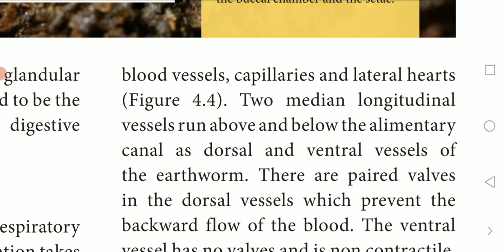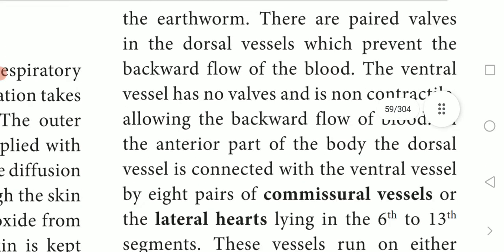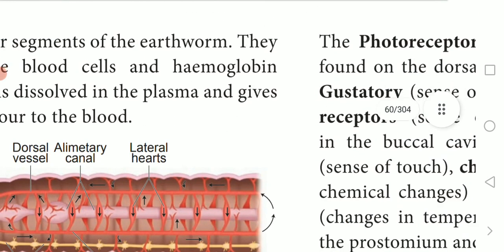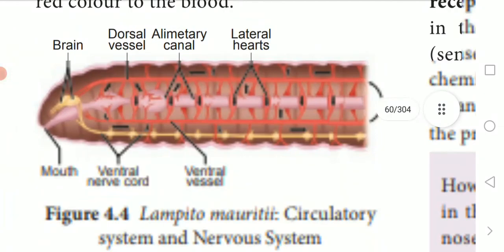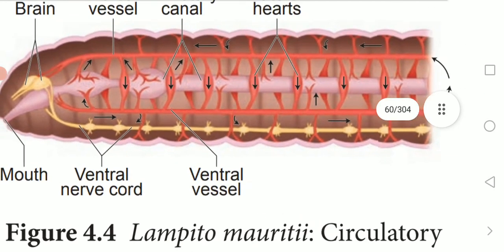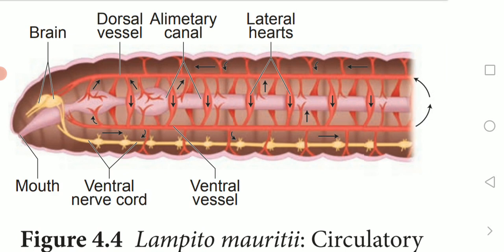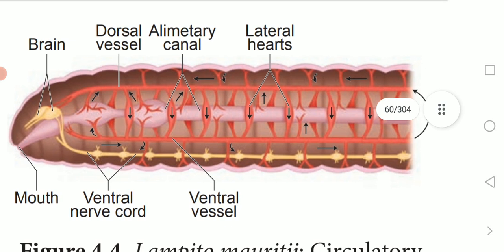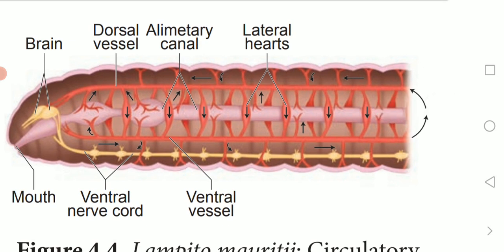I'll show you the diagram of the circulatory system of Lampito mauritii here. So this is the diagram of the circulatory system. I'll tell you the parts present in this system. In the circulatory system, the mouth is there, then dorsal blood vessels are there, ventral blood vessels are there, then lateral hearts are there.